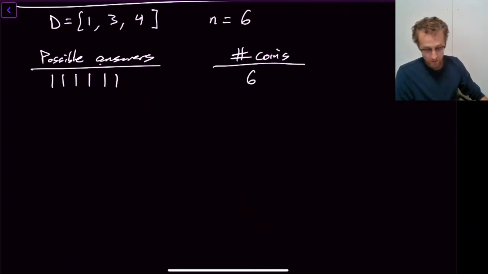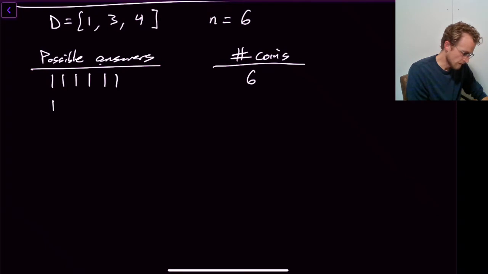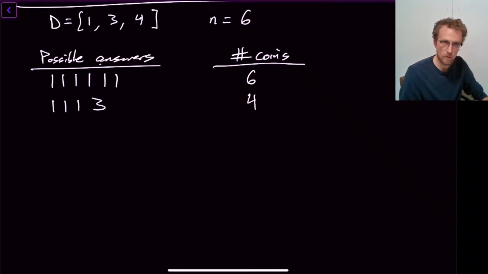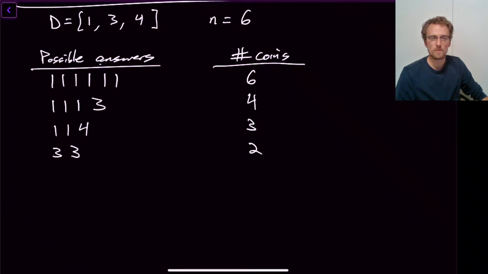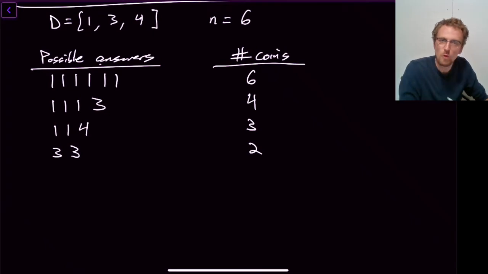Now we could also have 3 ones and a 3, and that change would only use 4 coins. We could also have 2 ones and a 4, and that change would use 3 coins. Or we could have 2 3s, and that change would use 2 coins. Okay, so I walked through this example just so that you know what the problem is.